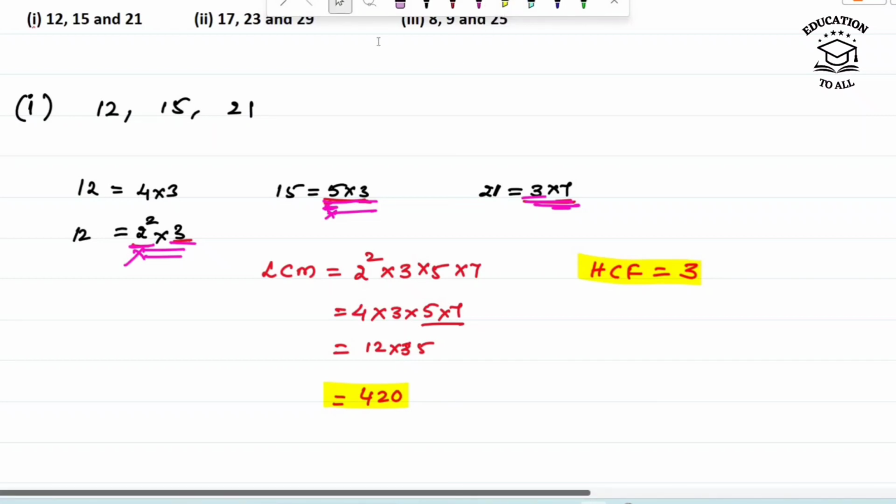Similarly, we try to solve the second Roman number 2 in question number 3. Factors for 17. So 17 is a prime number, so no need of checking it. So 23, 23 is also a prime number. Next 29, 29 is also a prime number.